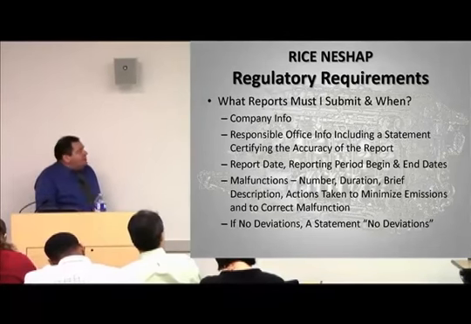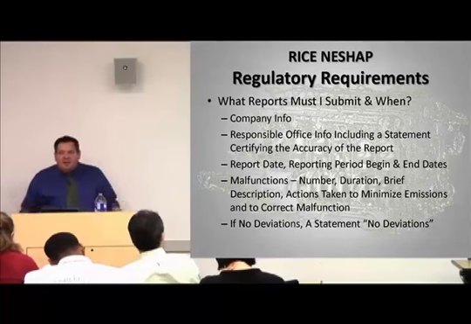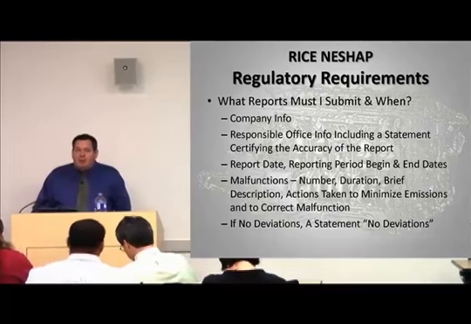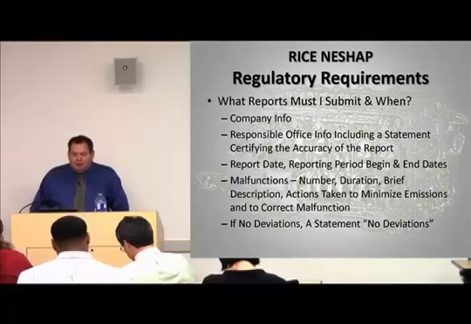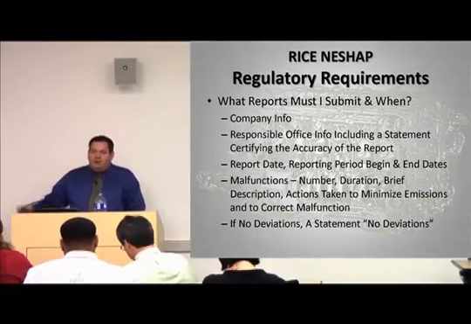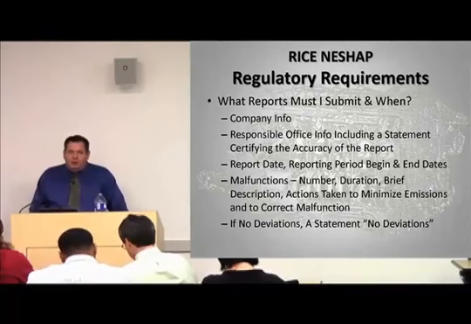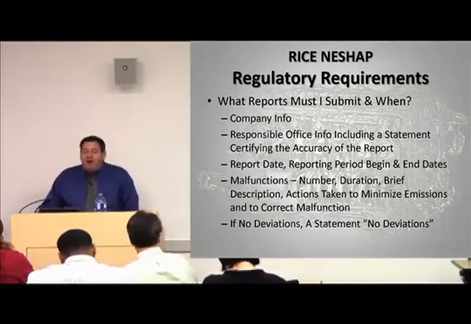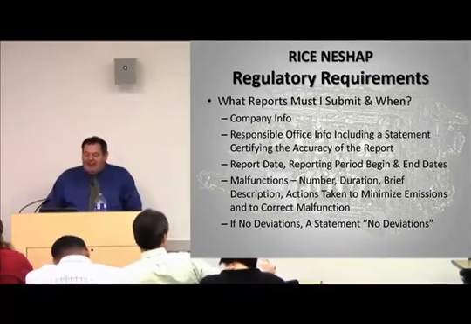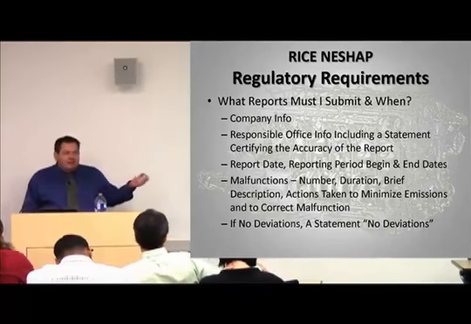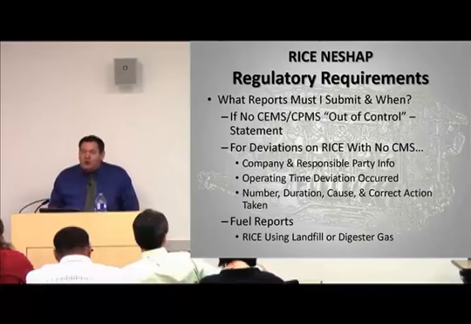So here's the information for the reports and notifications. Obviously everything that describes your company, name, corporate information, address, the responsible officer, including a statement from that responsible officer saying that everything I'm submitting is true and accurate, the report date, and also a description of the report period, whether it's an annual test, semi-annual test, January through June or July through December. Malfunctions, the number, the duration, a brief description, actions taken to minimize emissions and to correct the malfunction. And then if there are no deviations, a statement saying, hey, life is good, there were no deviations.